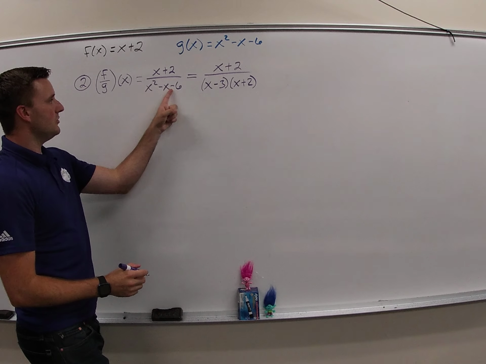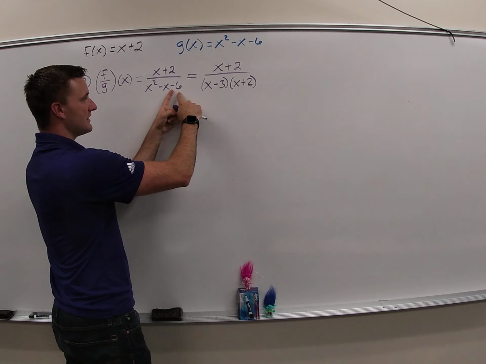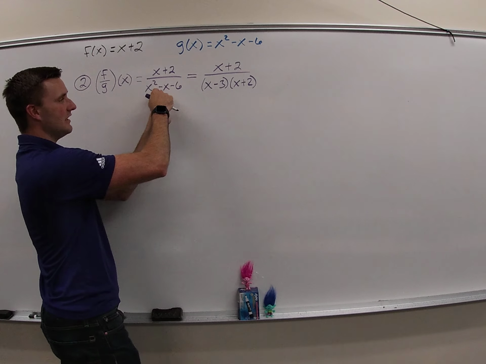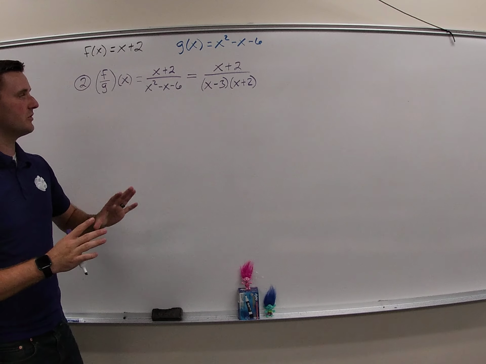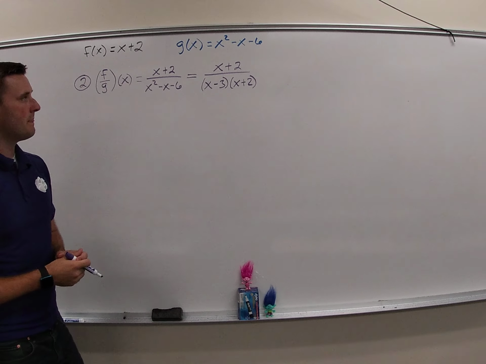So 2 numbers will multiply to give me a negative 6. Negative 3 times positive 2 gives me a negative 6. And at the same time, negative 3 and positive 2, when added together, get me a negative 1. Those are the only 2 numbers that will satisfy both conditions.